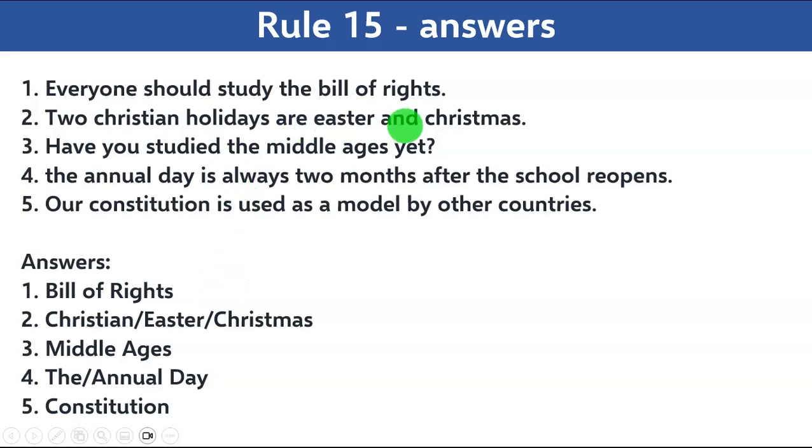Number 2, Christian holidays are Easter and Christmas. Right? Christian, Easter and Christmas will be capitalized. Have you studied the Middle Ages yet? Middle and Ages will be capitalized. The annual day is always 2 months after the school reopens. The "The" is rule number 1, the first word in a sentence. Annual Day will be capitalized. And in the last one, the word Constitution will be capitalized.